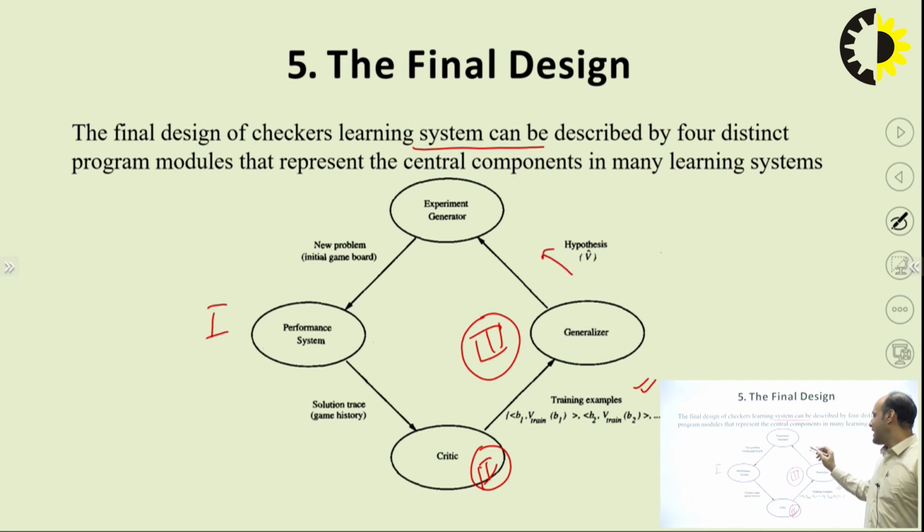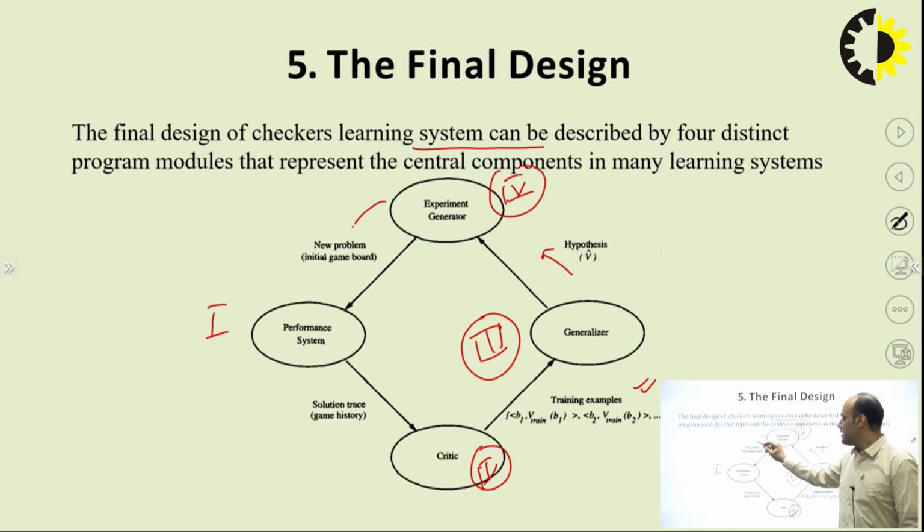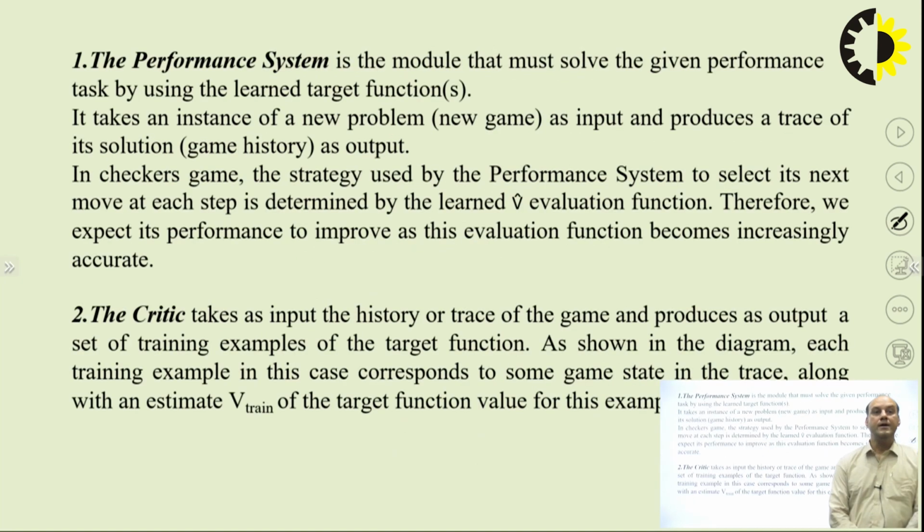It will generate this hypothesis V, and this hypothesis V will be given as input to the module called the experiment generator. The experiment generator will generate a new problem, and this new problem will be fed back to the performance system, and this iteration will go on and on. So this is the summary that I have just briefed you.